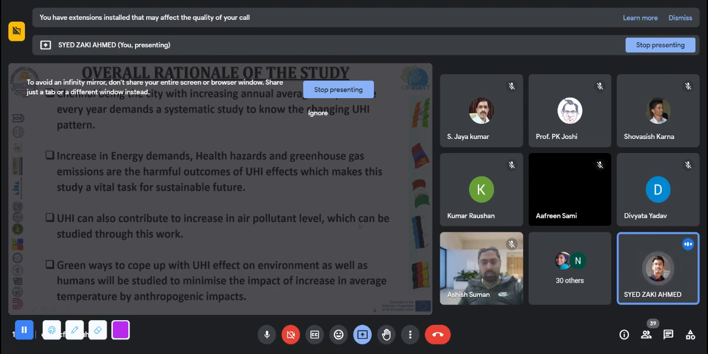So that is also leading to air pollution, not only the temperature increase, which can be studied through our work. Green ways to cope with the UHI effect on the environment as well as humans will be studied in this study, to minimize the impact of the increase in average temperature by the anthropogenic impact. Anthropogenic impacts are those caused by we humans. We are the major factor for the temperature increase or any other climate change.